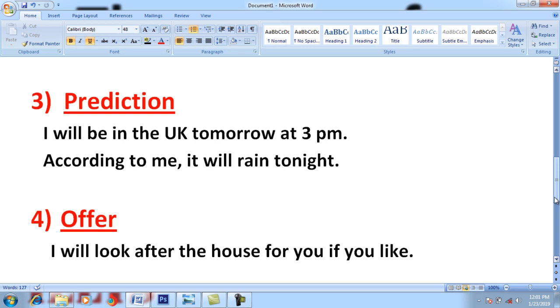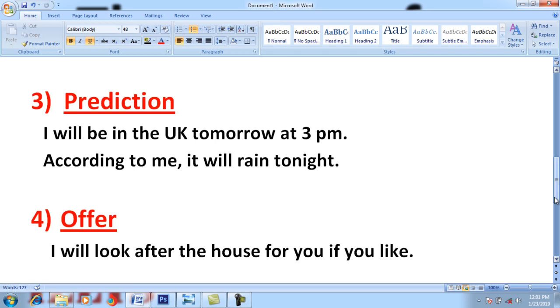For example, I will be in the UK tomorrow at 3 p.m. Now I have booked my ticket and I am thinking that it will take me 2 or 3 hours, so I have just calculated the time and I predict that by 3 p.m. I will be in the UK.